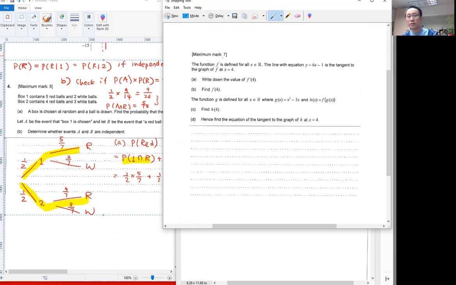And f dash 4 is basically the gradient of the tangent line at x equals 4. So the answer is just going to be 6, because the m within y equals mx plus c of the tangent line is also the derivative.